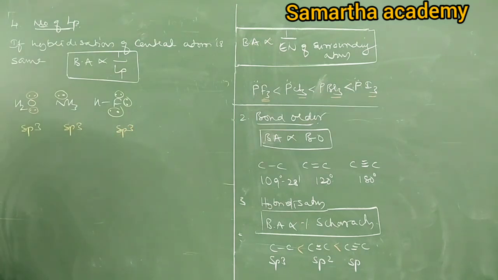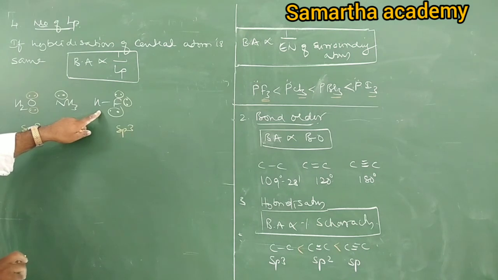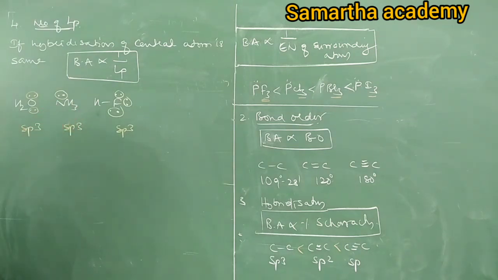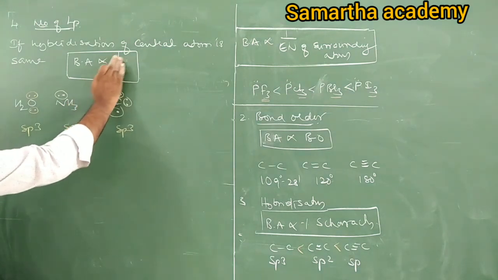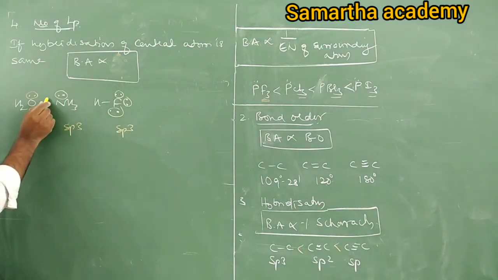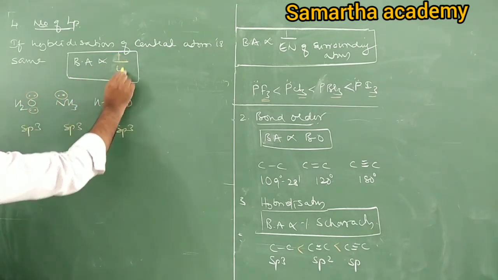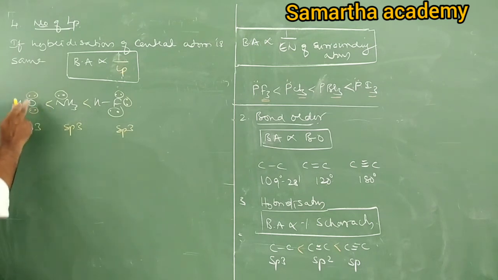All have sp3. But if you see the bond angle, this one is 104.5, and this one is 107. It means you should directly know: more lone pairs, less bond angle. Correct? Now tell me, is this the order? No. More lone pair, less bond angle. Correct?